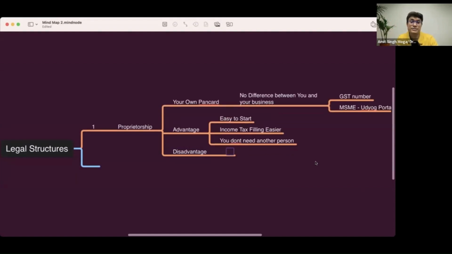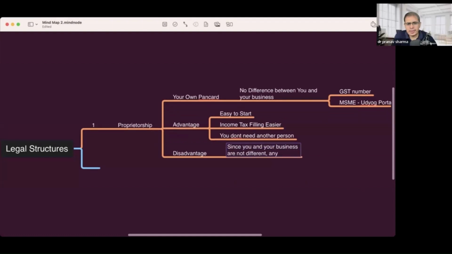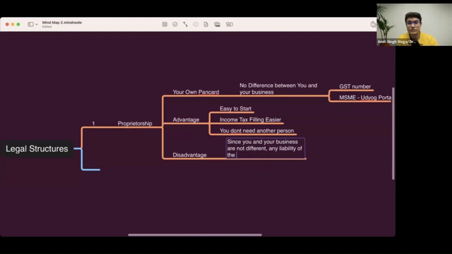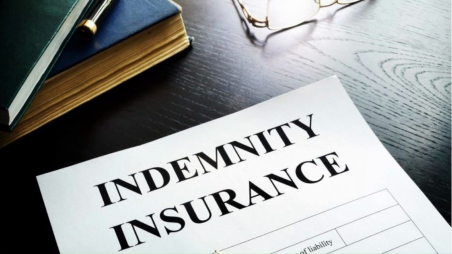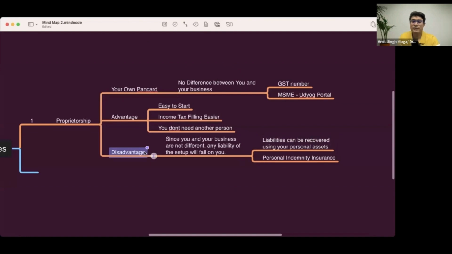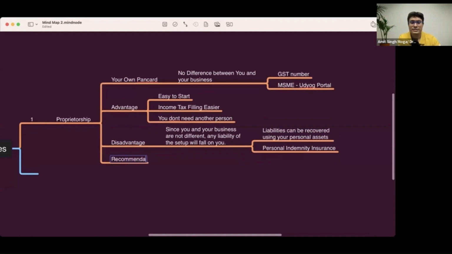The first disadvantage is that since you and your business are not different, any liability of the setup will fall on you. Liabilities can be recovered using your personal assets, meaning your personal savings, your home, your land, anything. To cover that, some people take indemnity insurance. The recommendation for this kind of structure is for a first-timer doctorpreneur who is just starting his or her clinic.